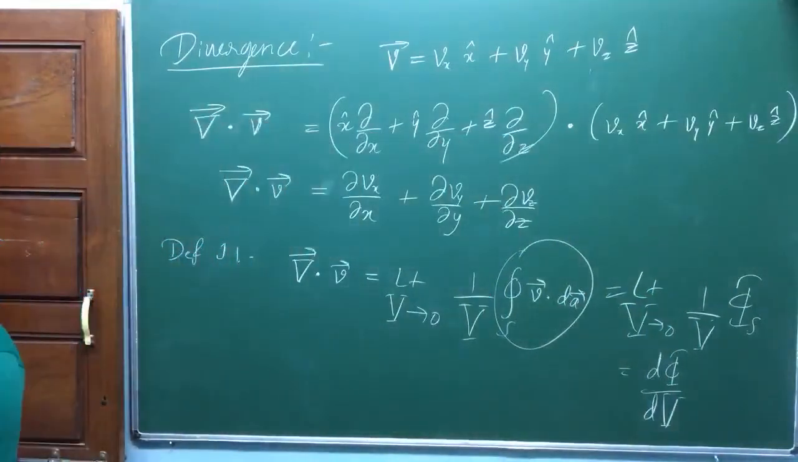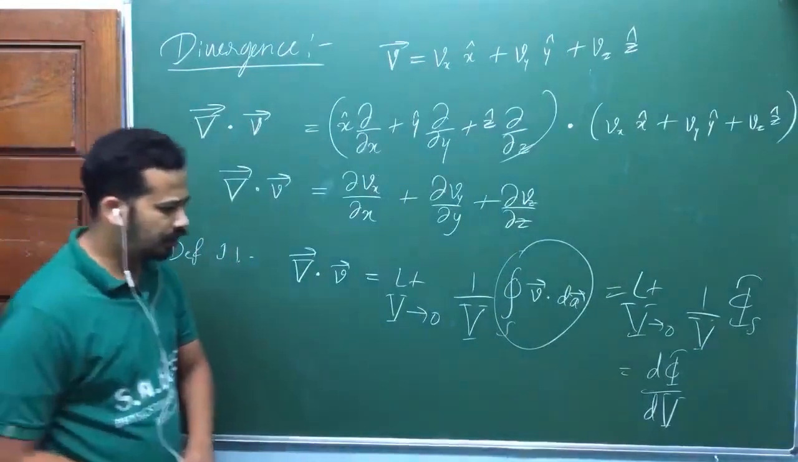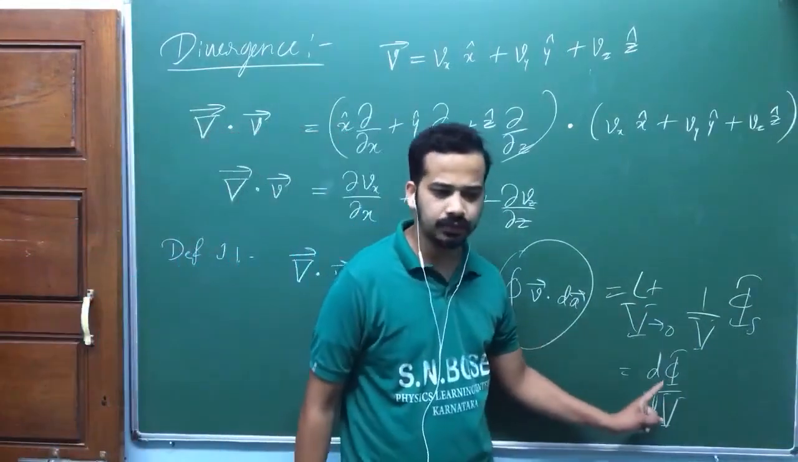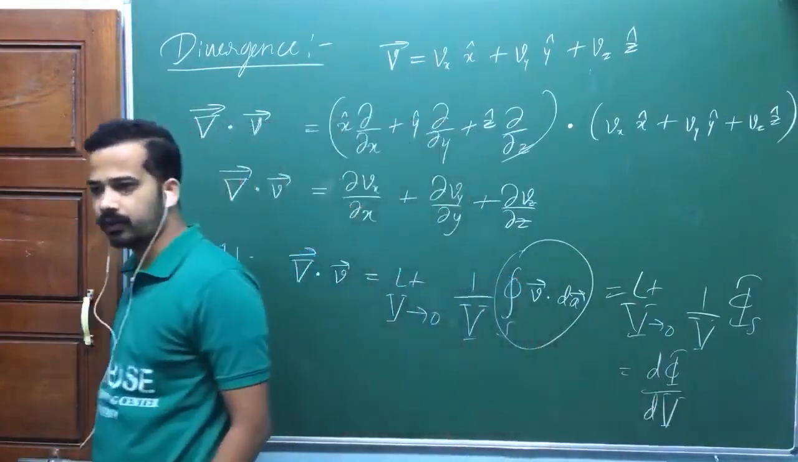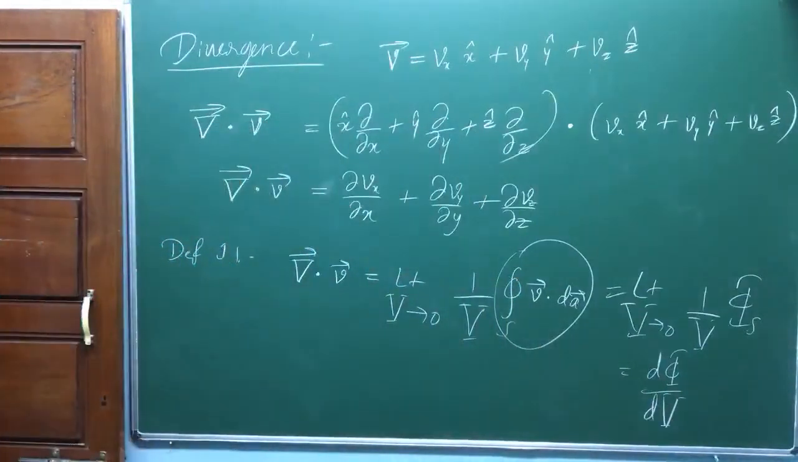Is that okay? Not that correct, but I can use that one later. Okay. In case of Gauss theorem, I can use that one. So that's why the first definition was, can you write down again?